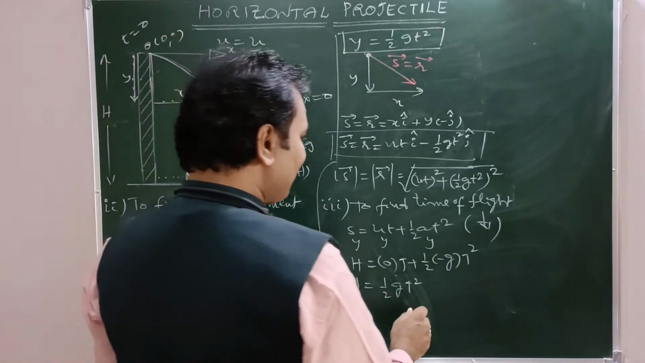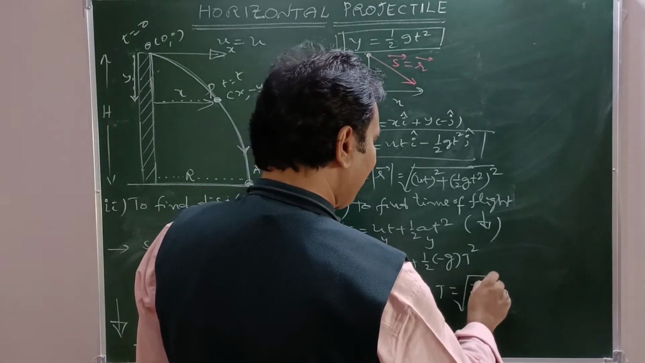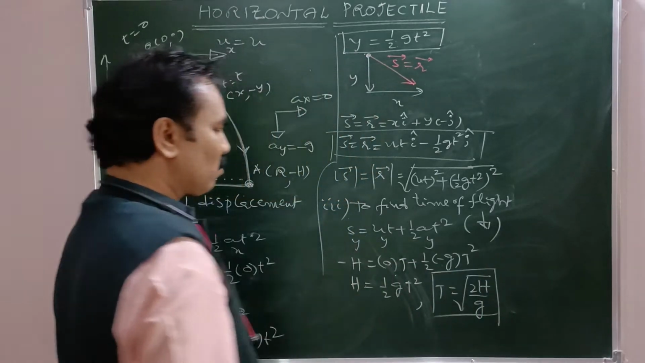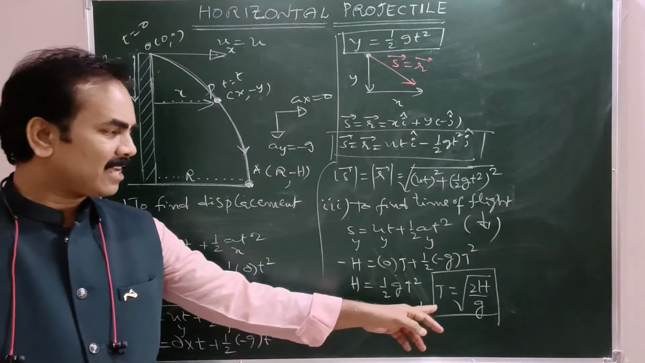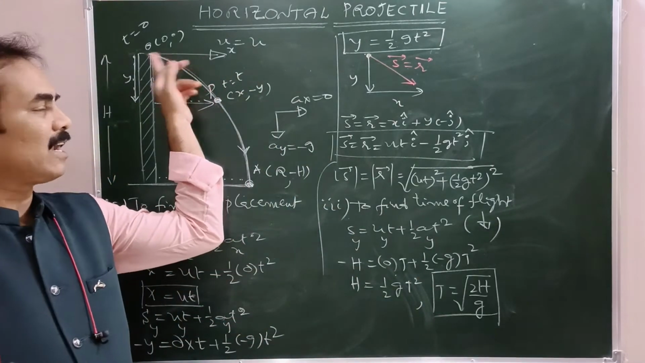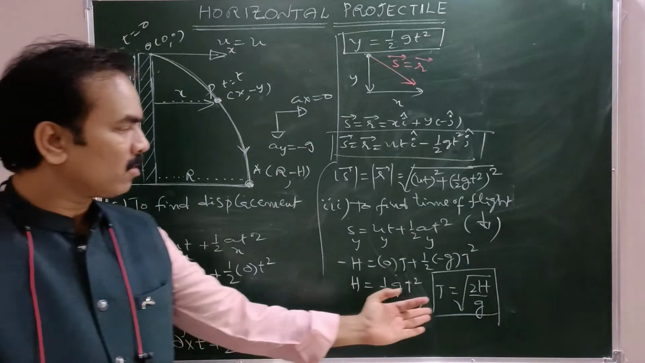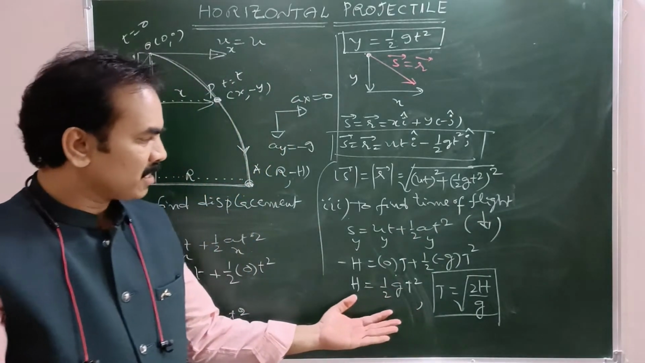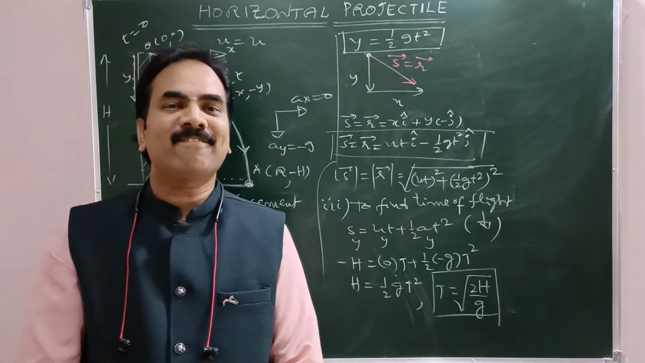What is the time of flight here? Time of flight equal to root over 2h by g. This is the total time for which the body remains in air. Otherwise, this is the time taken by the projectile to reach the ground after projection. So root over 2h by g. This is nothing but the equation in case the body is dropped from a certain height, means for a freely falling body.